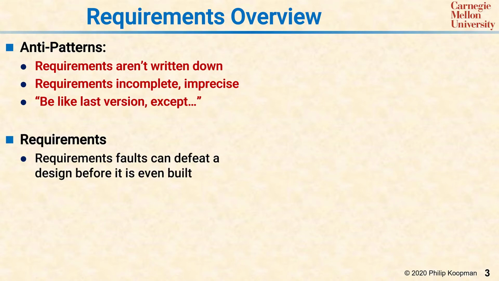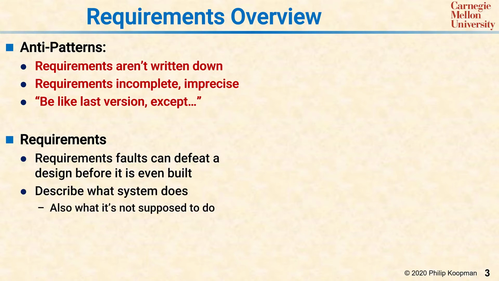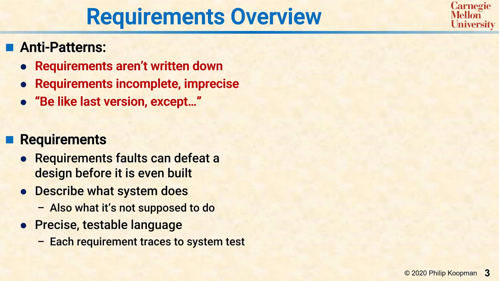Requirements faults, missing requirements, defective requirements can defeat a design before it's even built. Requirements are there to describe what the system does, and especially for mission-critical systems, requirements also need to say what's not supposed to happen. They need to use precise, testable language, and ideally, every requirement traces to a system test that's designed to make sure that requirement was actually fulfilled. It's commonly said that many, if not most, major software failures trace back to bad requirements.